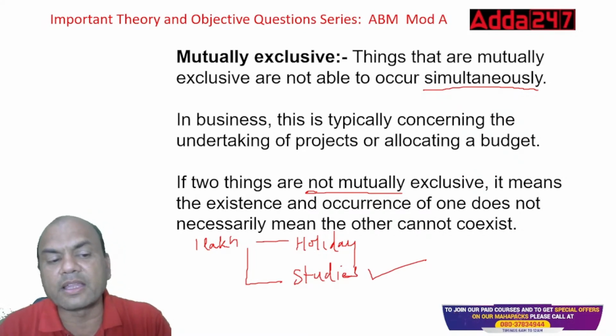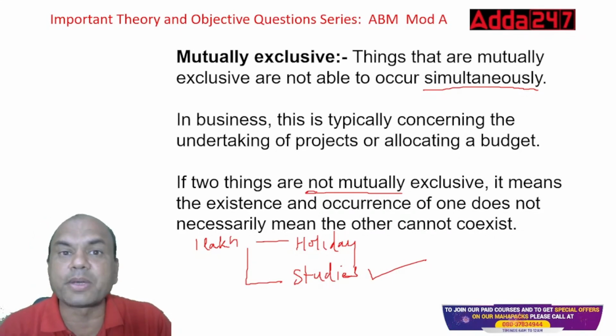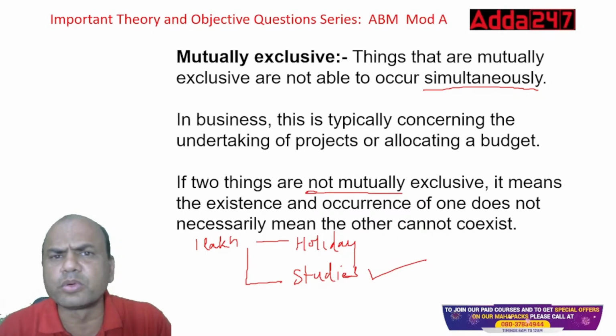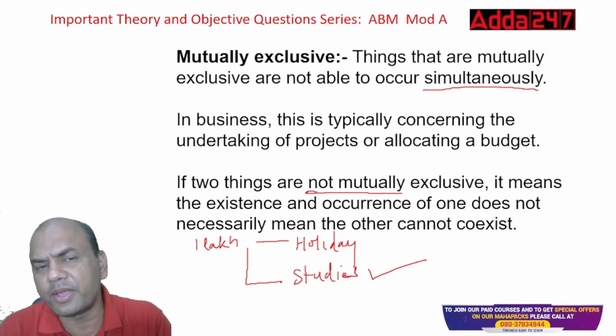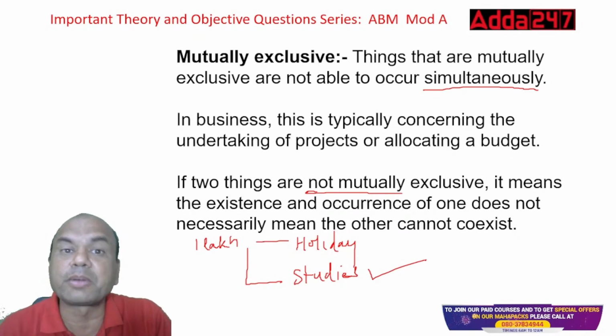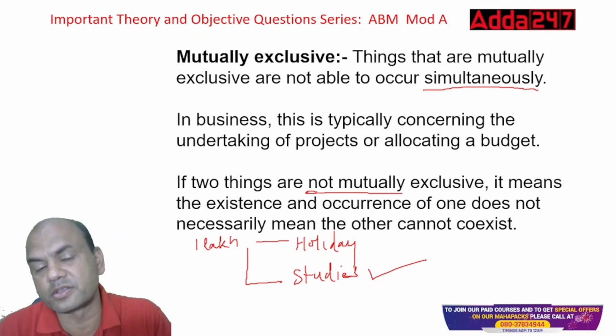It means I can have scoring a first class and passing. Scoring a first class and passing, both are not mutually exclusive. Why? Because I can pass as well as score in the first class, but passing and failing are mutually exclusive.